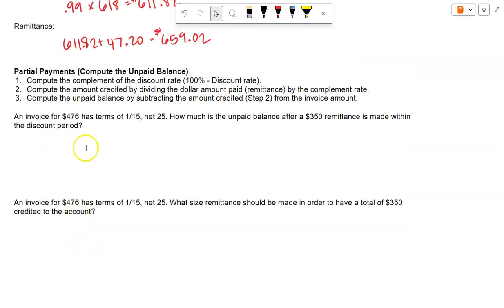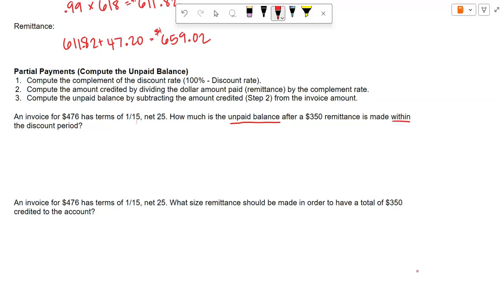Okay, so let's say that we have an invoice for $476 has terms of 1/15, net 30. So if they pay within 15 days, they get 1% discount. Net 30, so they have 25 days to pay their entire bill. How much is the unpaid balance after a $350 remittance is made within the discount period?